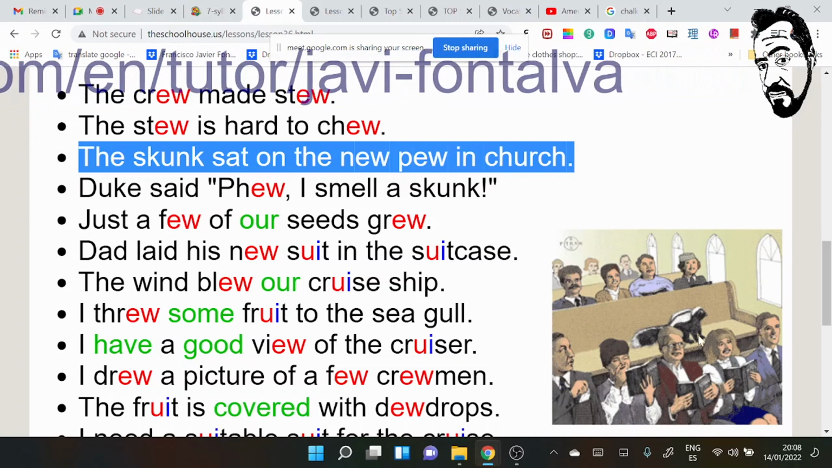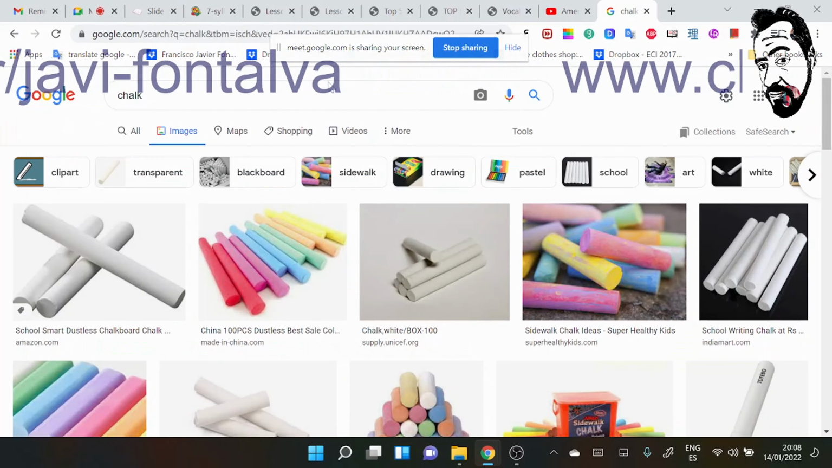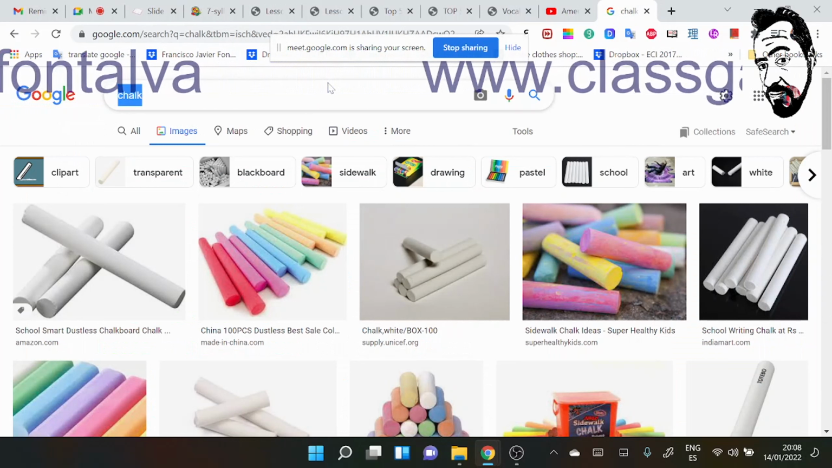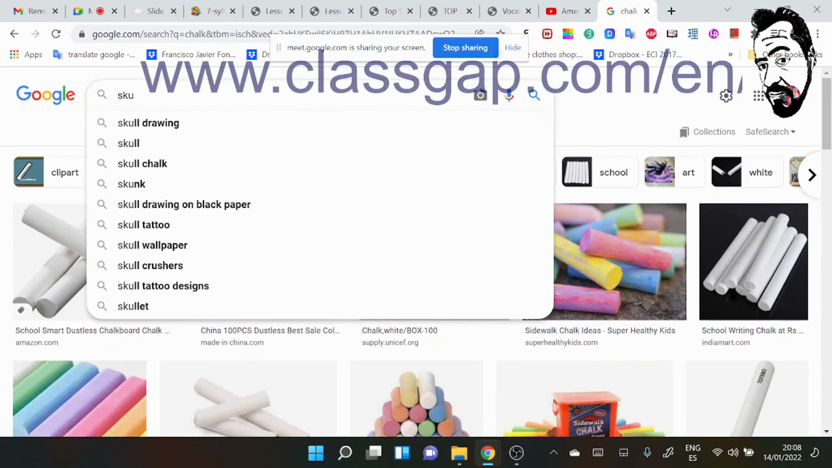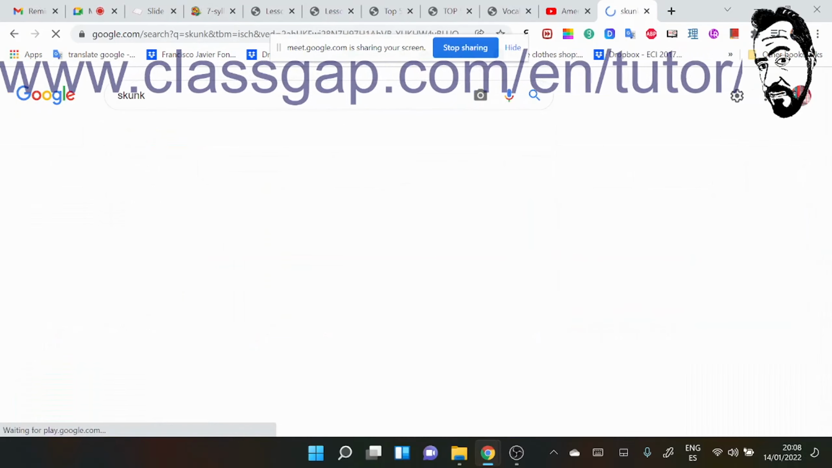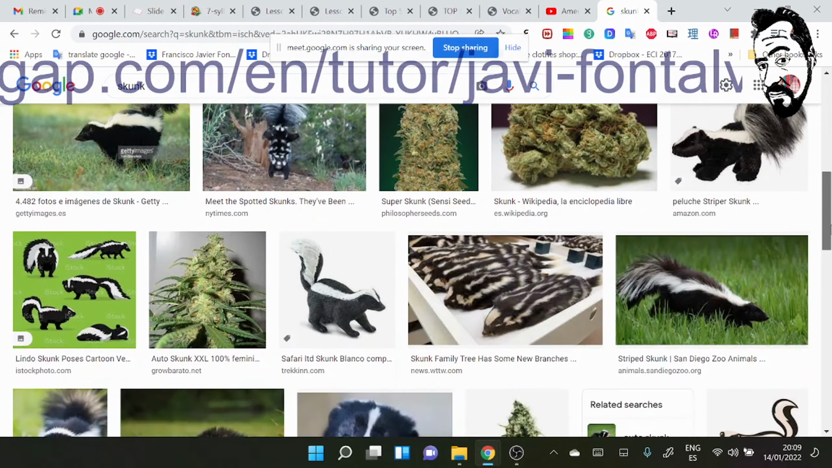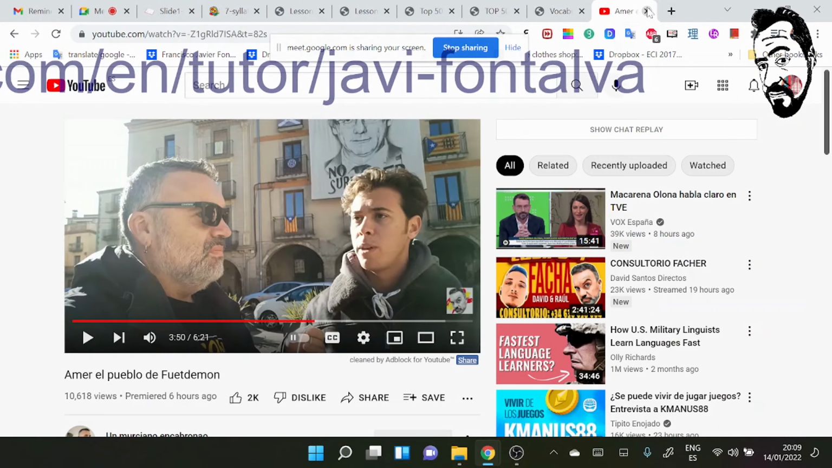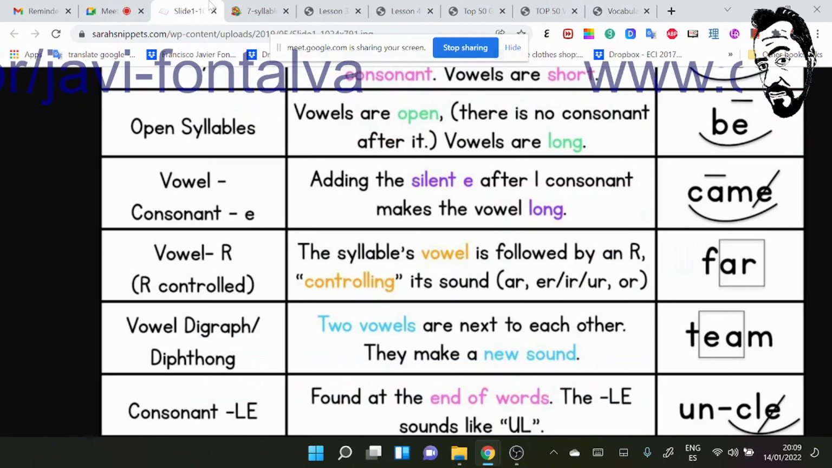Exactly. So, the skunk is this animal. You see here in the picture. Let me show you. That picture is not very clear. It's a very smelly animal. Very disgusting. This one. Yeah, skunk. Okay. I'm gonna close this.